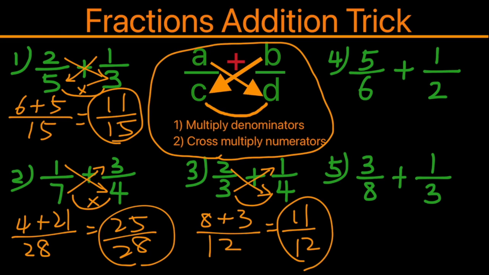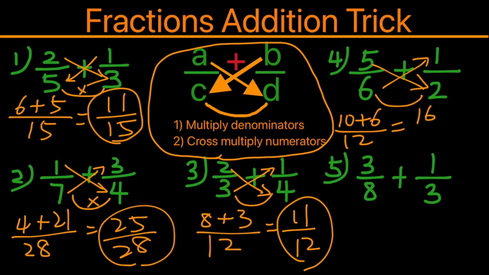Now moving on to the fourth example, we have 5/6 plus 1/2. 6 times 2, 12. 5 times 2, 10. 6 times 1, 6. Now we have 16/12. Now 16/12 we can simplify further. So if we divide this by 4, we will have 4/3. So this is an example where we do need to simplify afterwards.